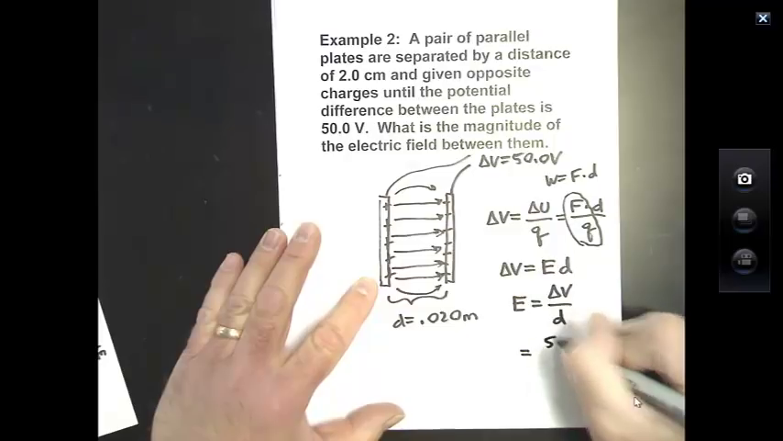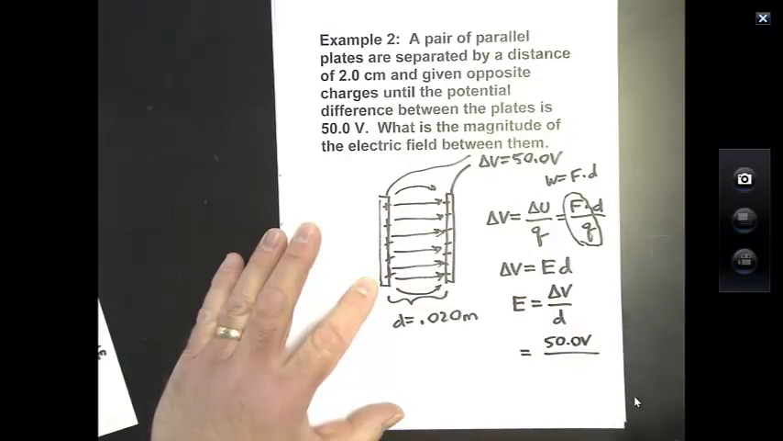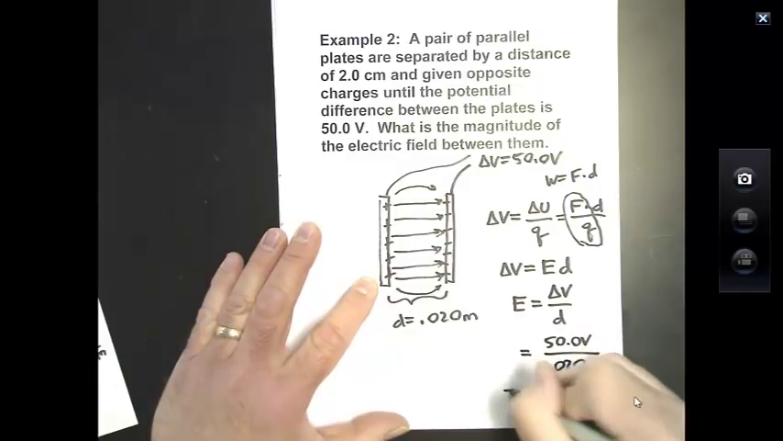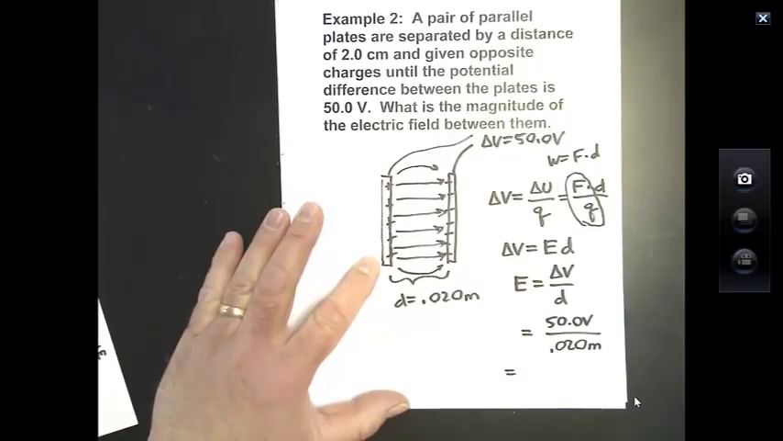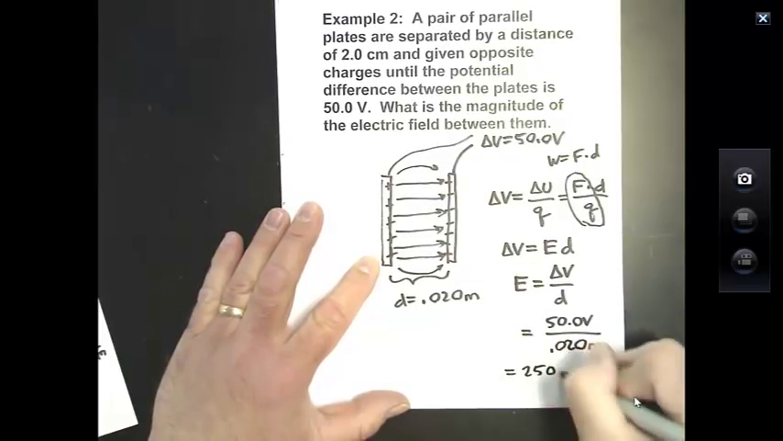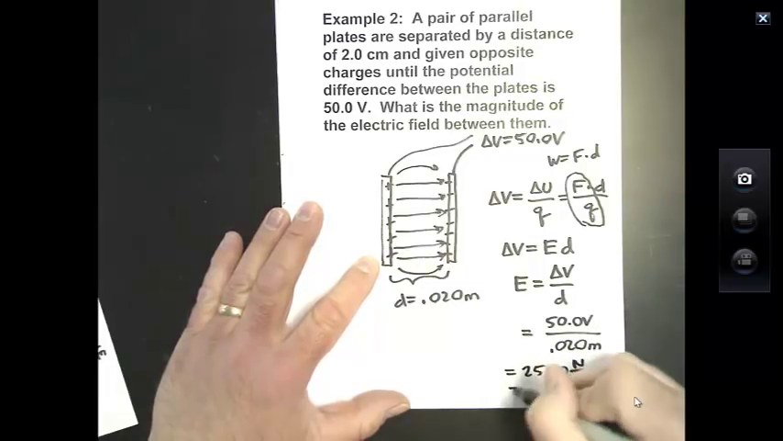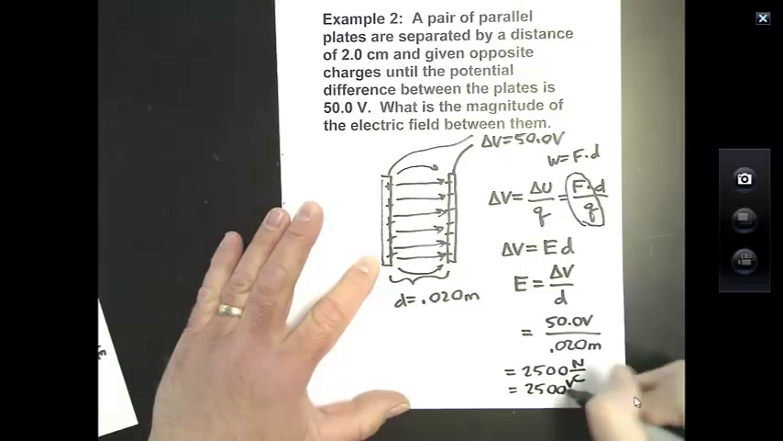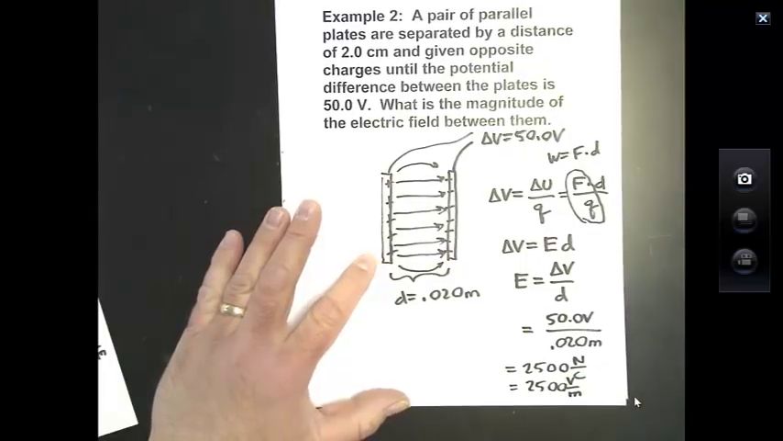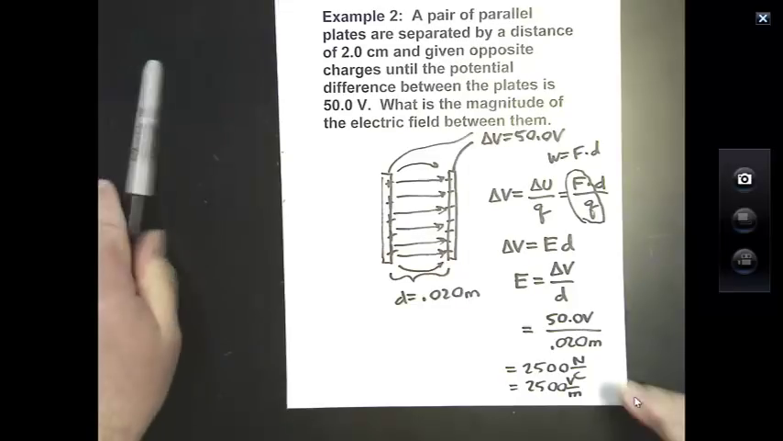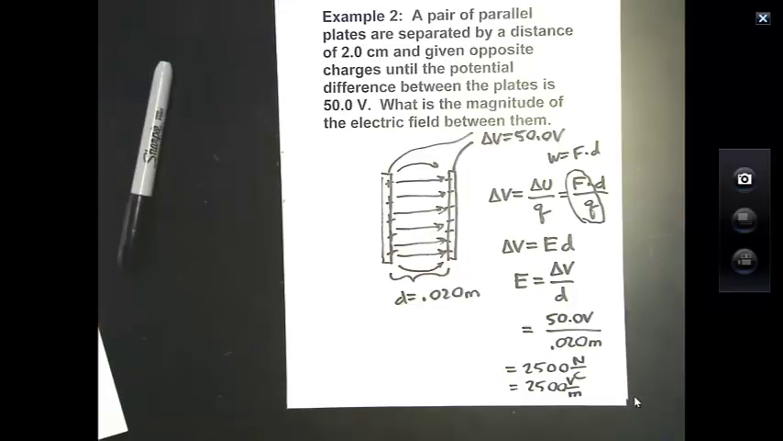So we've got 50 volts potential difference. The distance between the plates is 0.020 meters, which means that the electric field strength is, I believe, 2,500 newtons per coulomb, or notice another way of saying it is 2,500 volts per meter, which is a different set of units, but it means the same thing as newtons per coulomb. So quite often, if you look in textbooks and data tables, you'll find volts per meter instead of newtons per coulomb as the units of electric field strength.